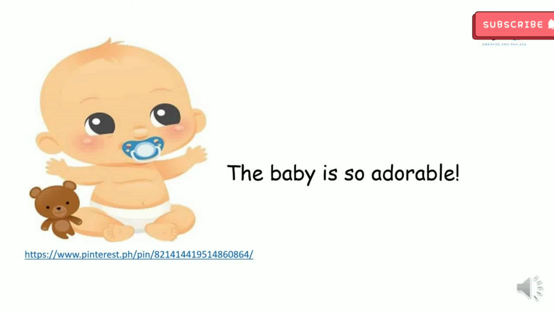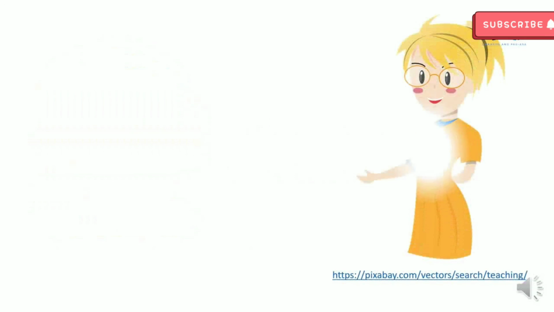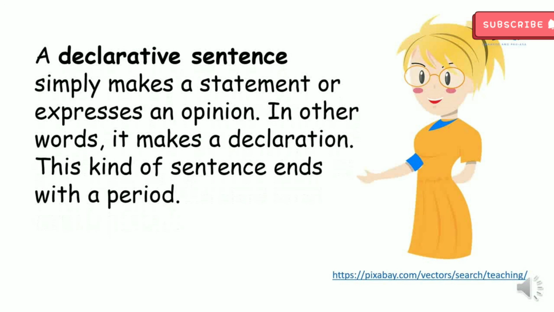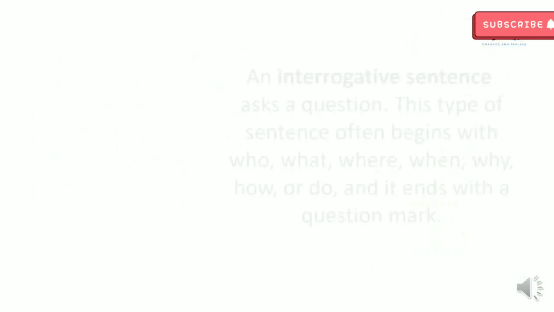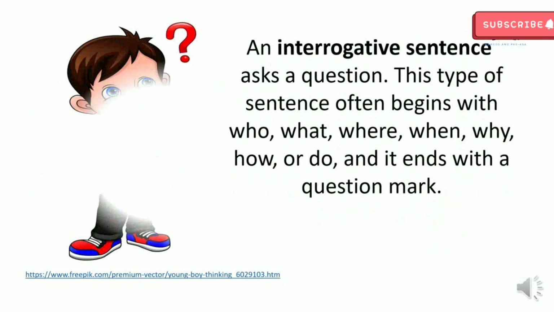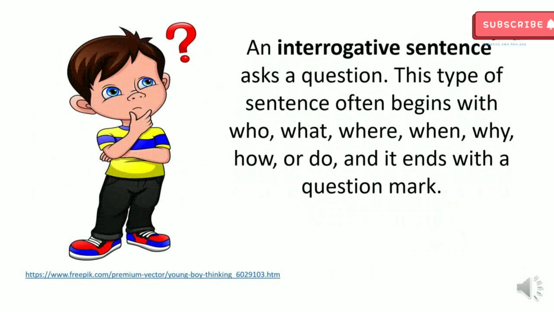To wrap everything up that we have talked about in this lesson, let us always remember that a declarative sentence simply makes a statement or expresses an opinion. In other words, it makes a declaration. This kind of sentence ends with a period. An interrogative sentence asks a question. This type of sentence often begins with who, what, where, when, why, how, or do, and it ends with a question mark.